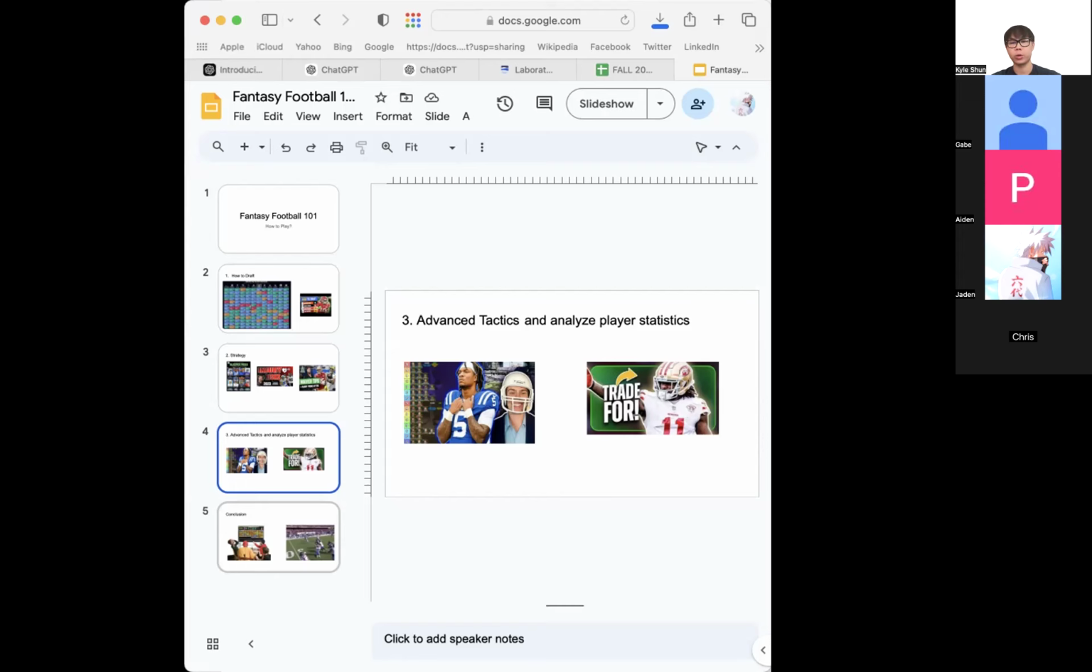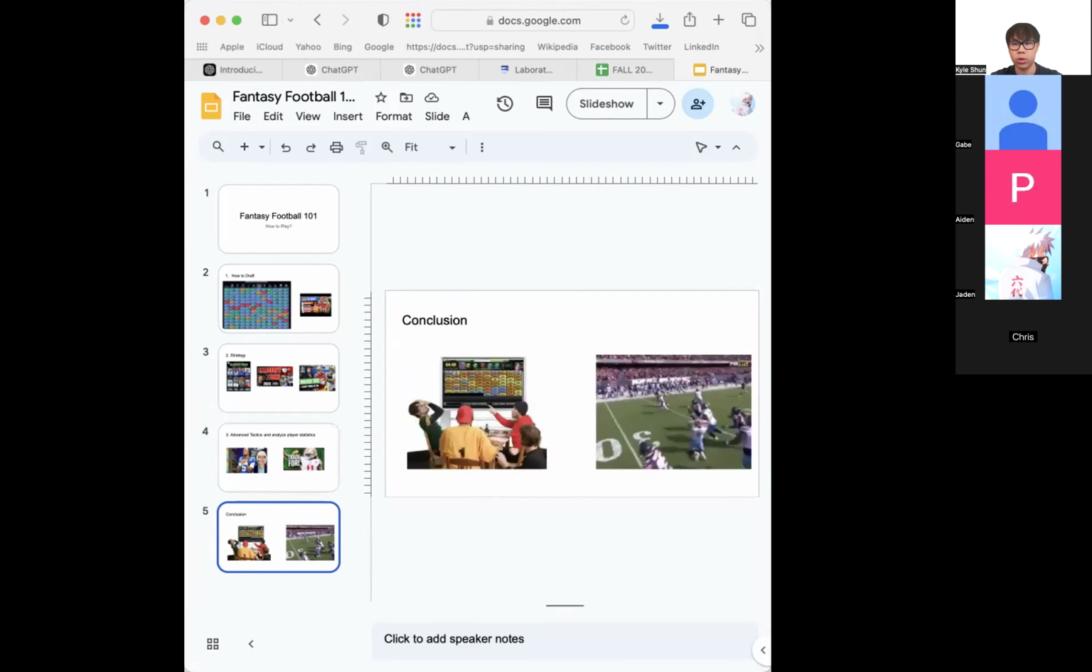So now that we've gone through advanced tactics and draft strategies, let's go on to the conclusion. Fantasy football is a thrilling blend of strategy, knowledge, and fun. Understanding the strategies and advanced metrics of it is very important. Also, at the end of the day, you're just having fun with your friends and colleagues or whoever you play with. So grab your friends, grab your coworkers, grab your family, whoever you want to play with, and start a fantasy football league. And hopefully the journey throughout will be filled with excitement and victory.